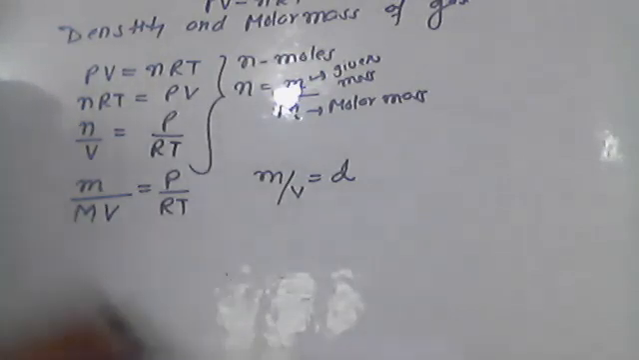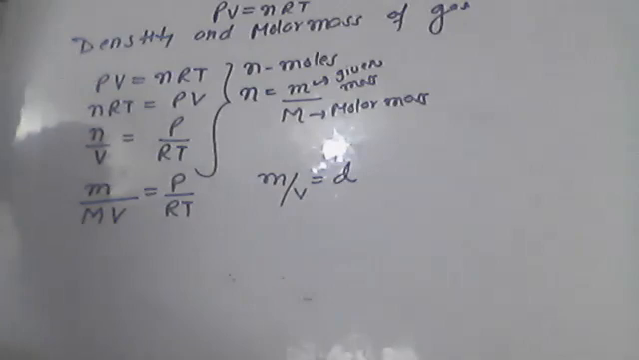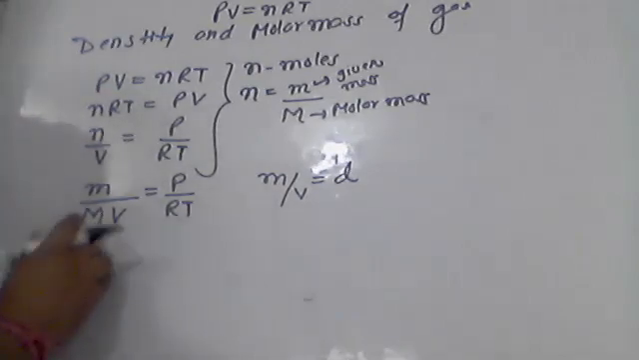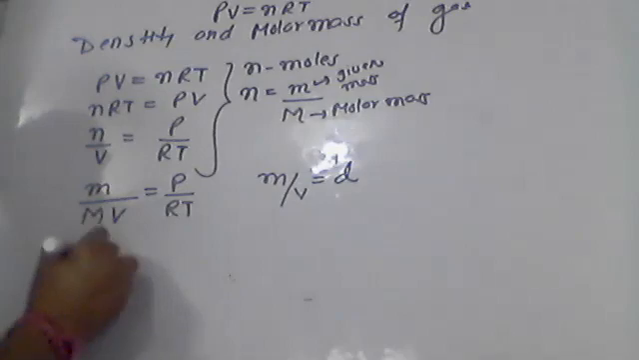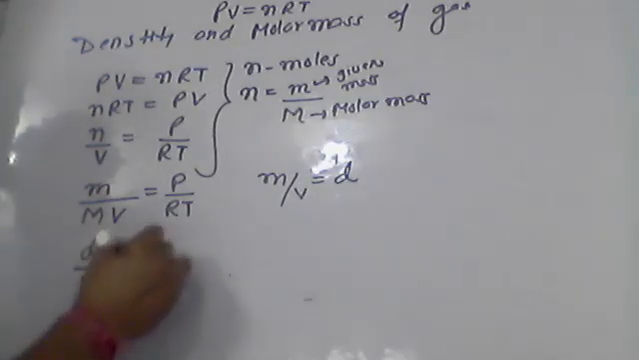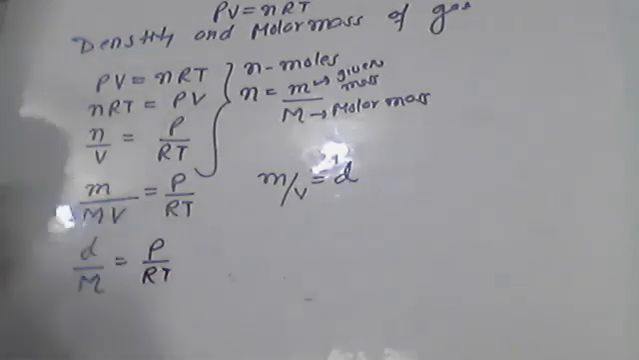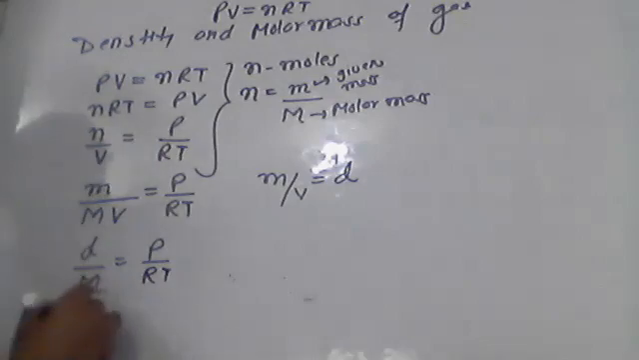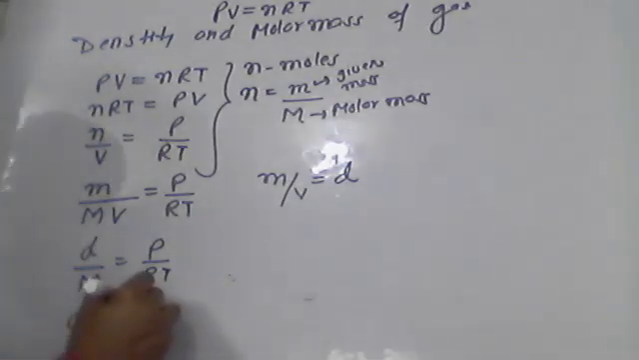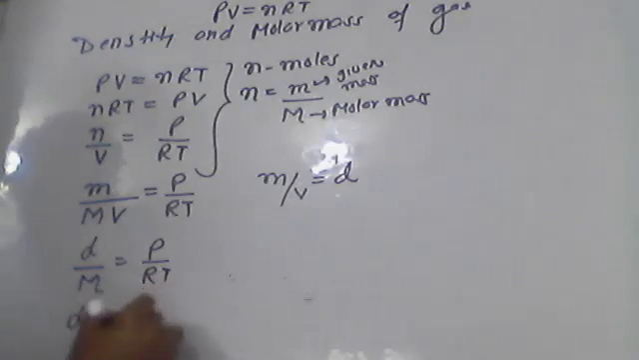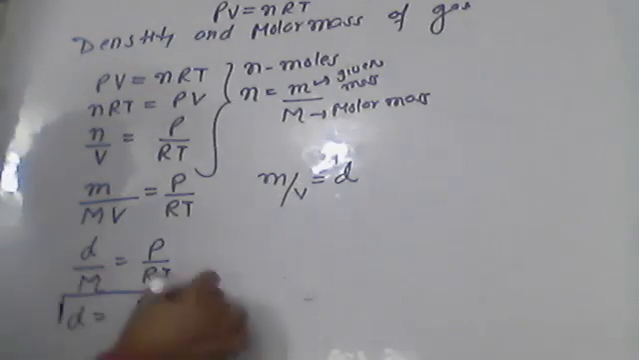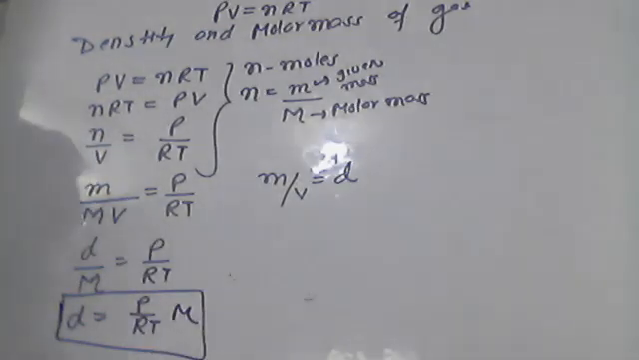After this, I'm going to put the value of density here. So it becomes d/M = P/RT. Capital D by M is equal to P by RT. Further, what can I do? I can find d from here. d = (P/RT) × M. So d = PM/RT.